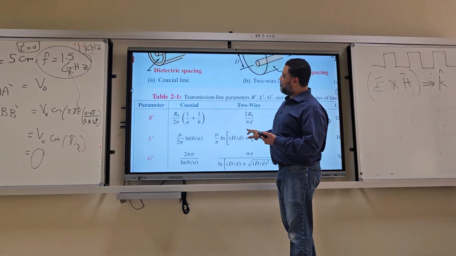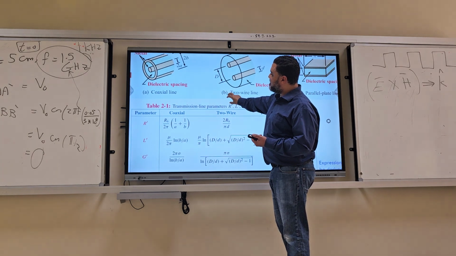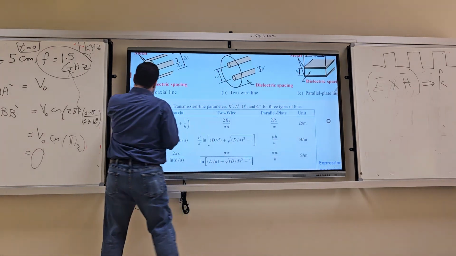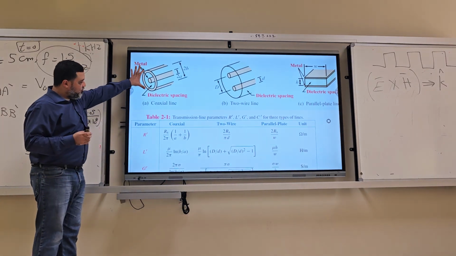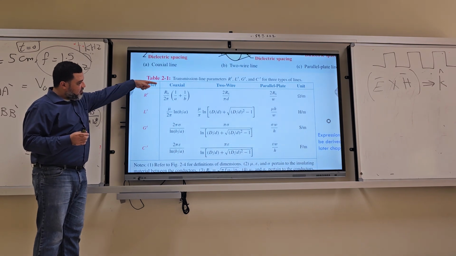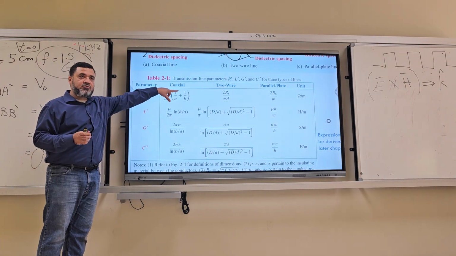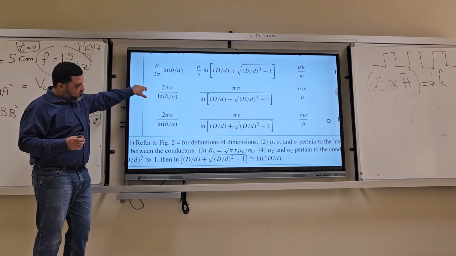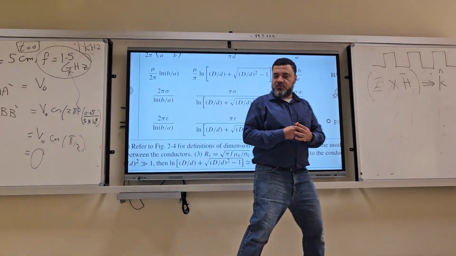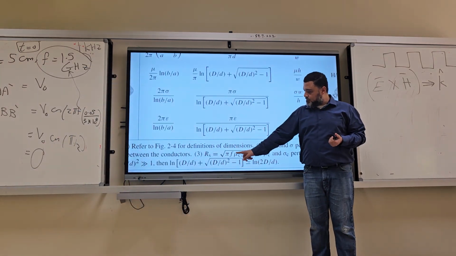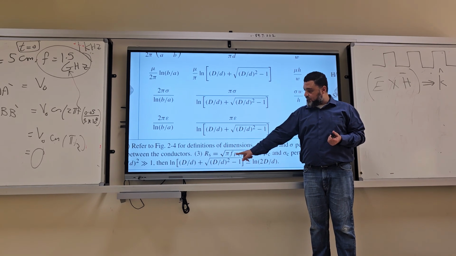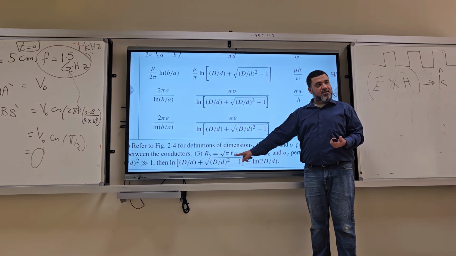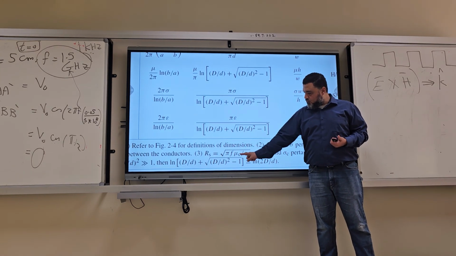For a coaxial line, assuming the inner conductor has a radius of A and the outer radius of B, R dash is defined as Rs over 2 pi times (1 over A plus 1 over B). Rs is called the surface impedance, equal to some constant value. Rs is proportional to the square root of frequency. Look at the frequency: the higher the frequency, the more the resistance.